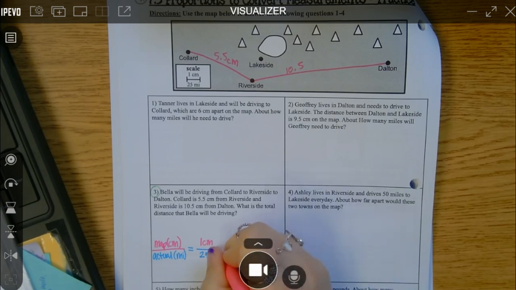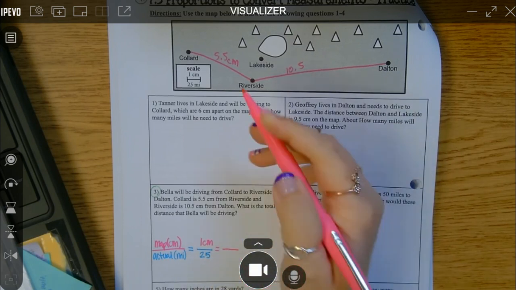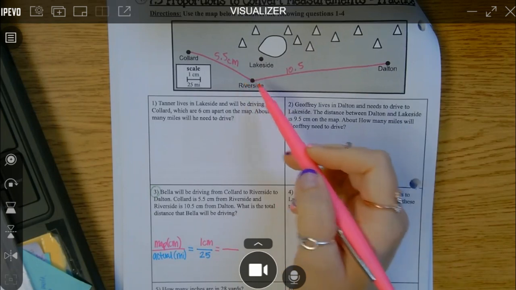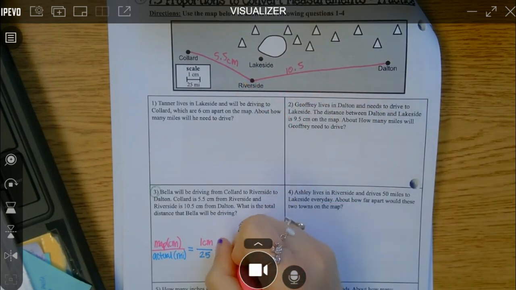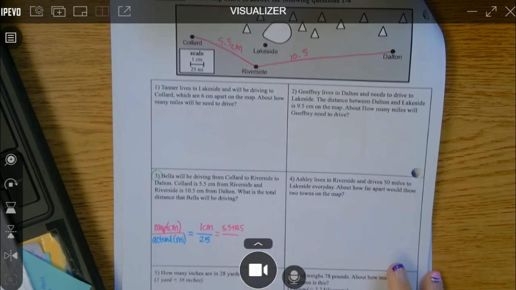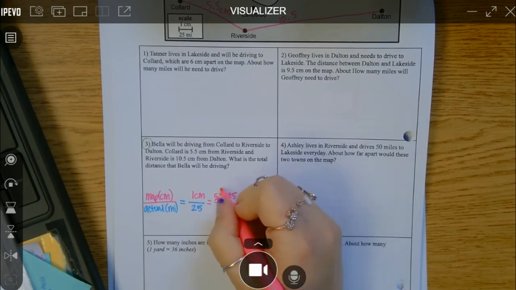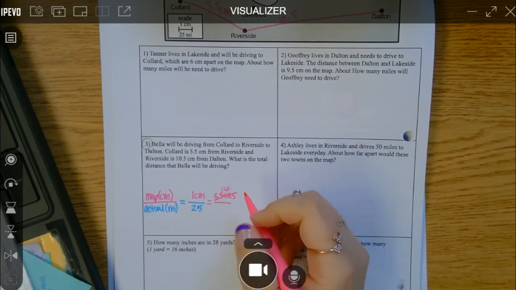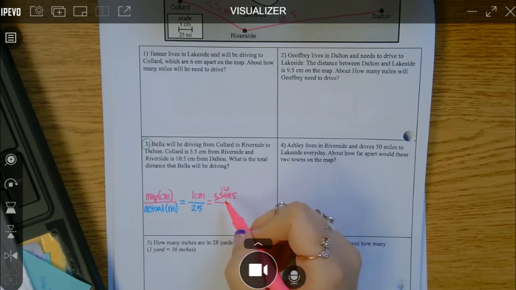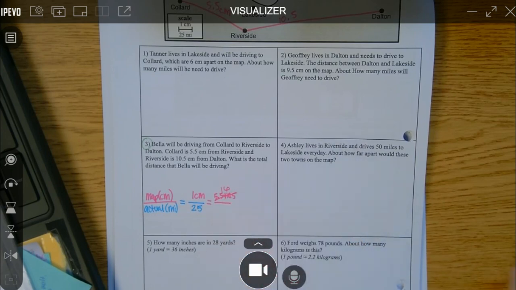What we're going to be driving on the map is 5.5 and 10.5. So 5.5 plus 10.5, add those together. What is that? Well, 5.5 plus 10.5 is, you guessed it, 16. So on the map, it's a total distance of 16 centimeters. How much is that in real life? We don't know. That's what I'm going to use to solve.